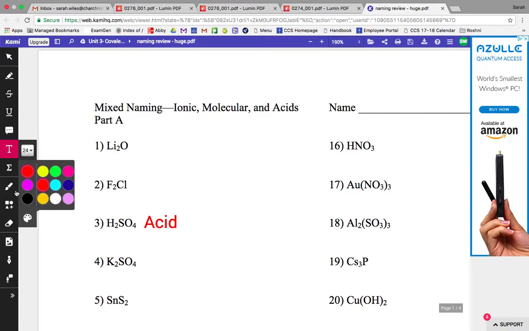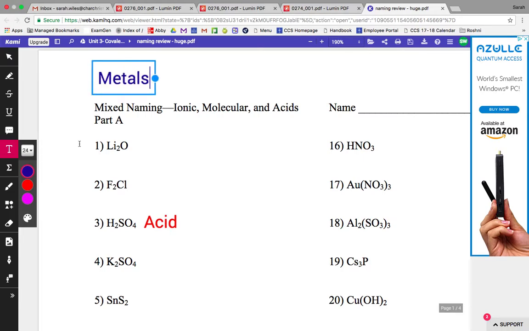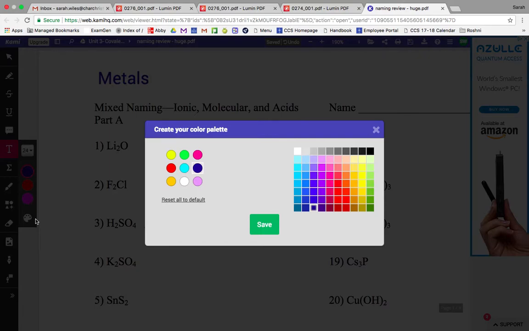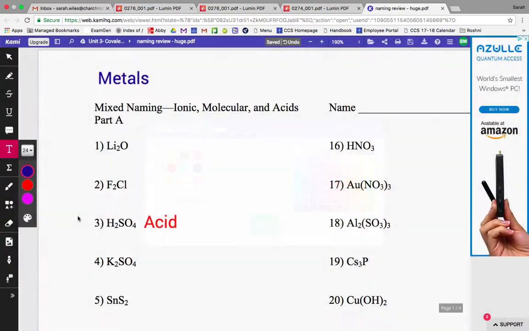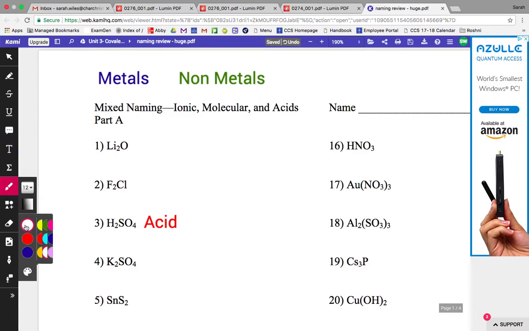And I'm going to color code this so that my metals are going to be blue and my non-metals are going to be green. You should color code this. Okay, here we go. Li2O. We're not concerned with the subscripts just yet. All of this will come together, but if I give you all the information at the same time, you're going to go into information overload and shut down.